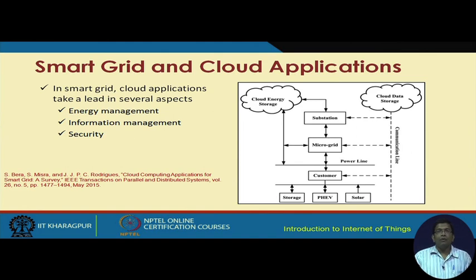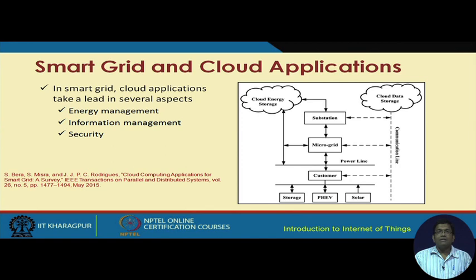Now, one very important issue is that the smart grid can exploit the use of cloud technology as well, because the smart grid, as we have seen, is a source of generation of a lot of information. That information can be stored at the cloud, and there are very important things that can be done with the help of augmenting with the cloud technology.